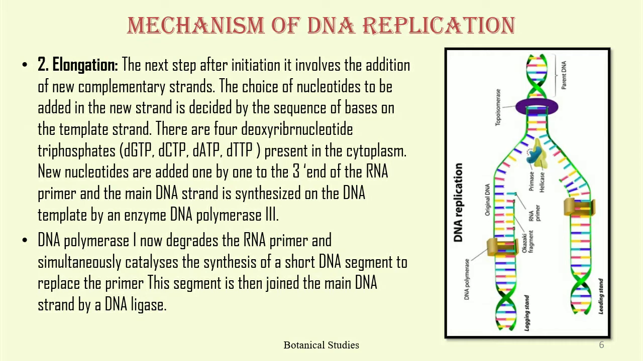Second step of DNA replication is the elongation. This is the next step after initiation. It involves the addition of new complementary strands. The choice of nucleotides to be added in the new strand is decided by the sequence of bases on the template strand. There are 4 deoxyribonucleotide triphosphates present in the cytoplasm. New nucleotides are added one by one to the 3' end of the RNA primer and the main DNA strand is synthesized on the DNA template by an enzyme DNA polymerase III.